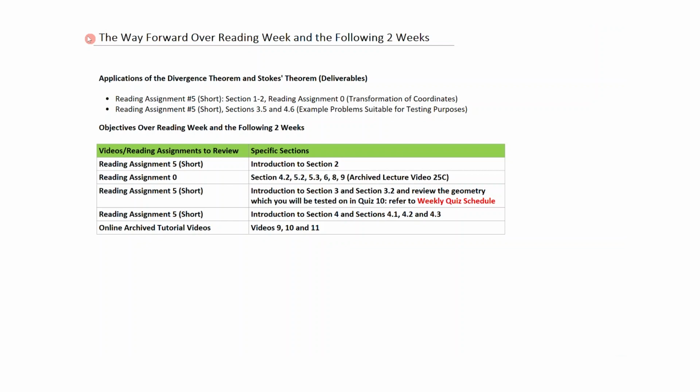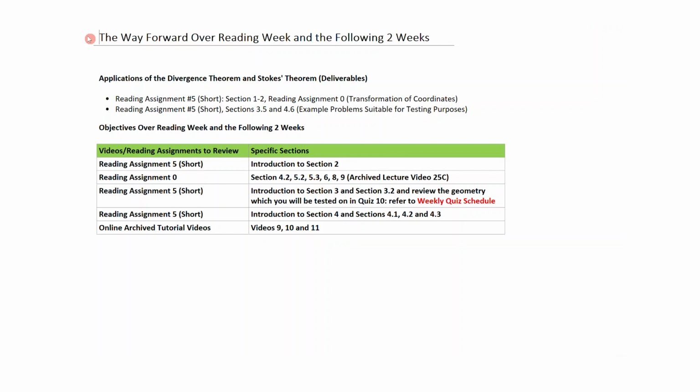All right, so the question is what we'll be doing over the next couple of weeks, that is over reading week and the following 2 weeks. The main focus will be on the applications of the divergence theorem and Stokes theorem. As far as deliverables are concerned, we're talking about reading assignment 5 short, sections 1 and 2, and reading assignment 0, which deals with vectors and transformation of coordinates, specifically transformation of coordinates. And reading assignment 5 short, sections 3.5 and 4.6, which are just example problems suitable for testing purposes.